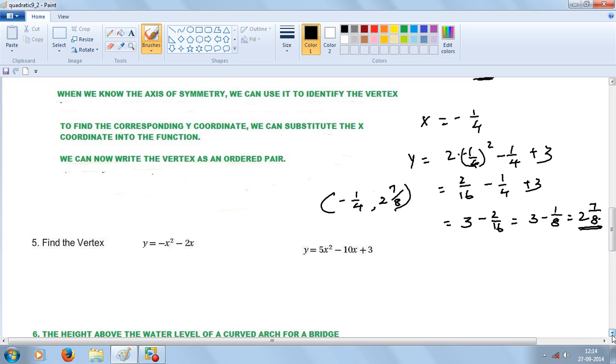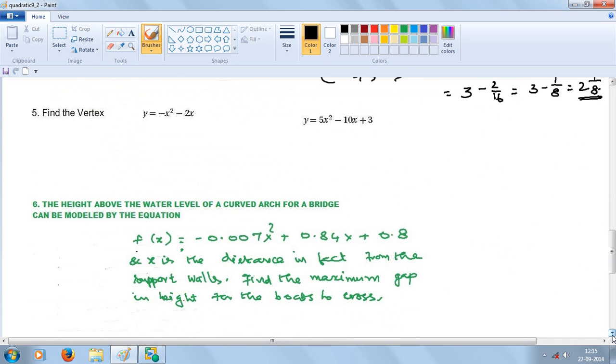When you know the value of x, you can find the value of y, because the equation is given. So for the parabola, we first find the equation of the axis of symmetry. Once you know the x coordinate of the vertex, you can find the y coordinate. That's how we proceed with this problem. So next is to find the vertex of this equation.